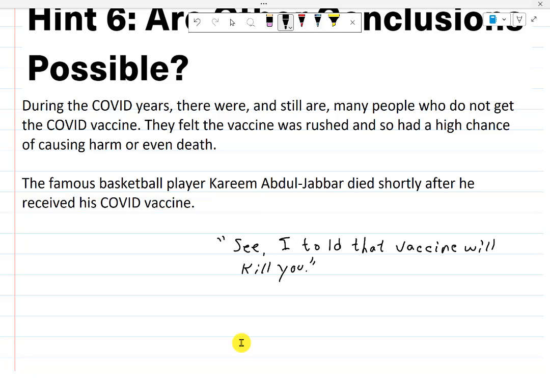But for most people, I don't think this is true. I think for most people, what they did is they didn't want to take it because it was rushed. They were scared of it. And then once one person died, that was enough. That fed their confirmation bias.